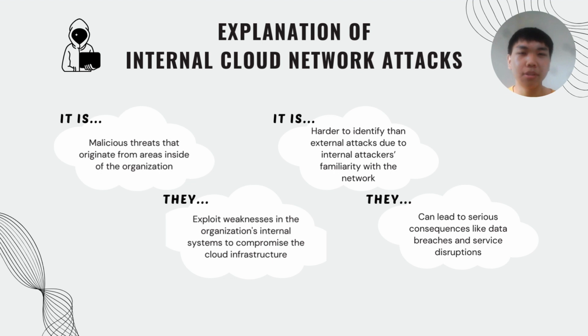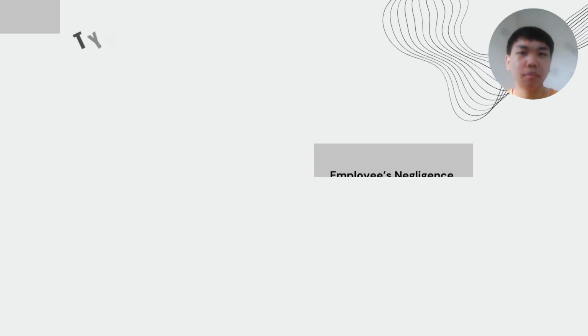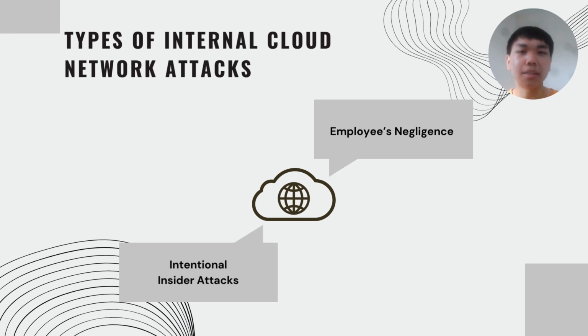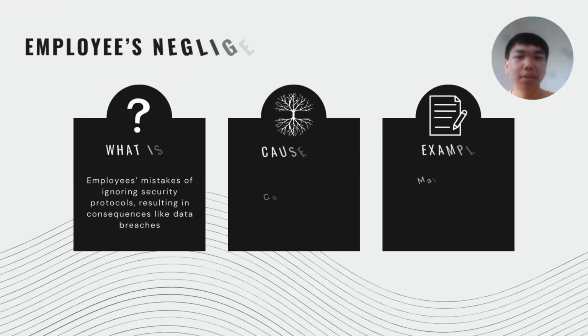Internal cloud network attacks can lead to various service disruptions or lead to unauthorized access to private data. There are two types of internal cloud network attacks that we have identified, which are employee negligence and intentional insider attacks. I will be covering both in the following slides.